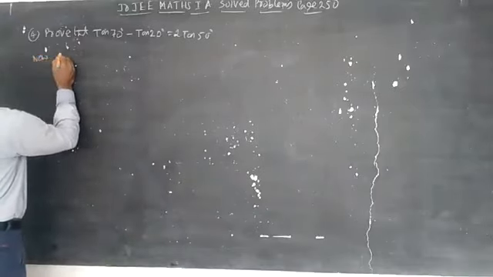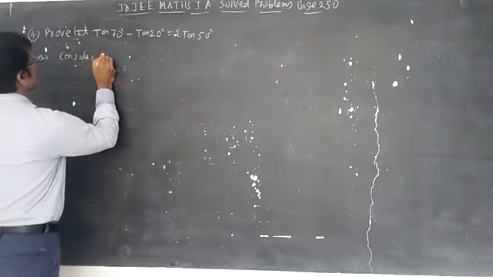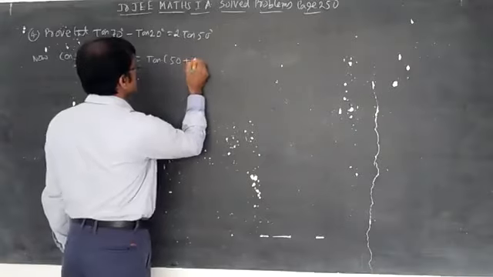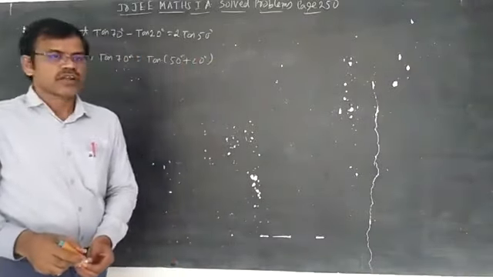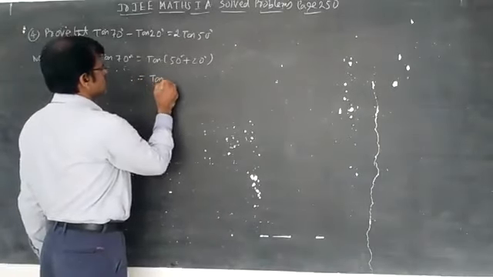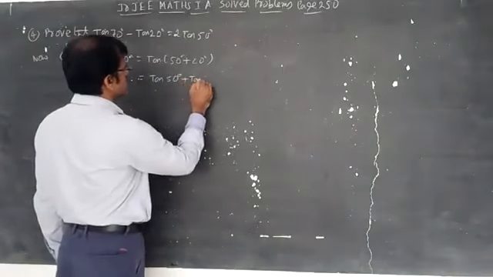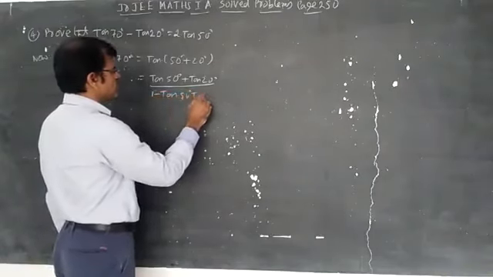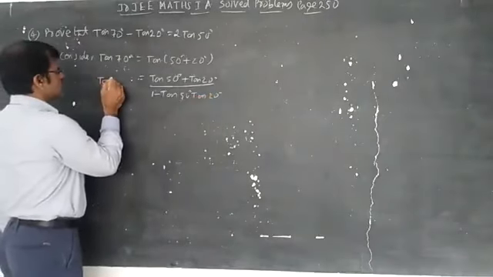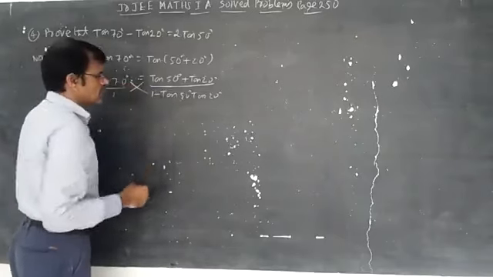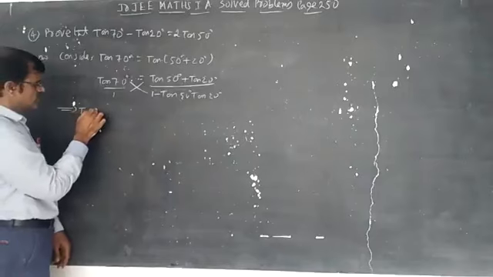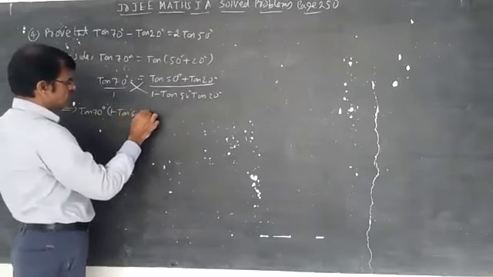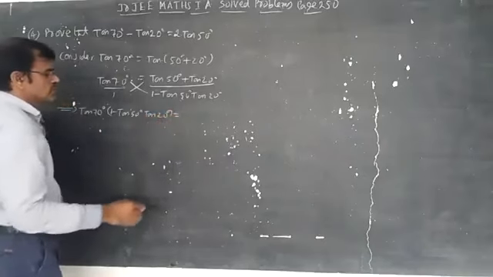Now, consider tan 70 degrees is equal to tan of 50 plus 20. Use the formula tan of A plus B, which is tan A plus tan B by 1 minus tan A tan B. So this is tan 50 plus tan 20 by 1 minus tan 50 into tan 20. We are considering the value tan 70 degrees. Take cross multiplication. Tan 70 degrees into 1 minus tan 50 into tan 20 is equal to tan 50 plus tan 20.